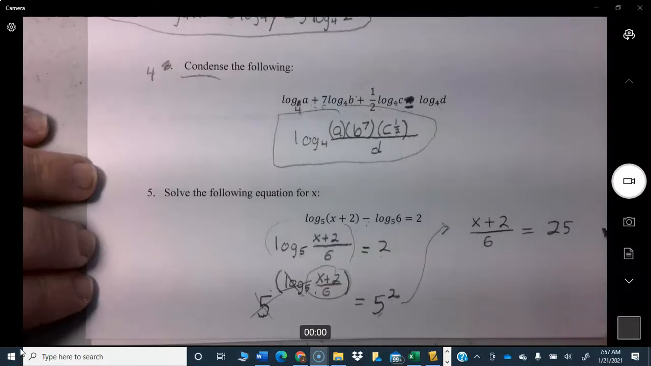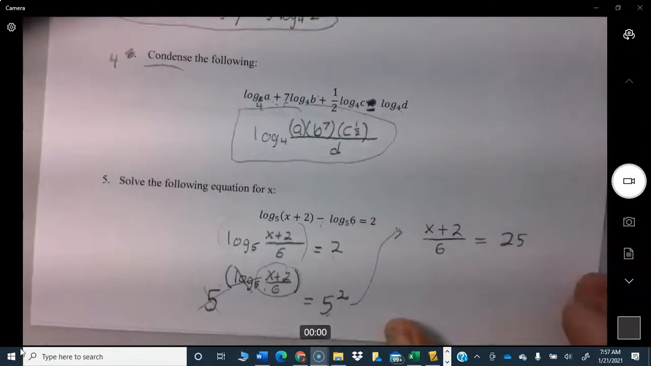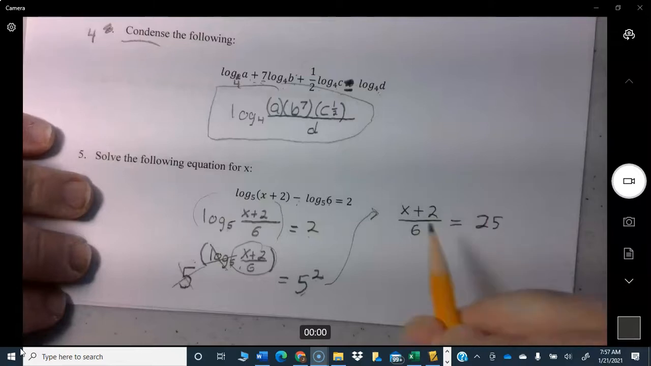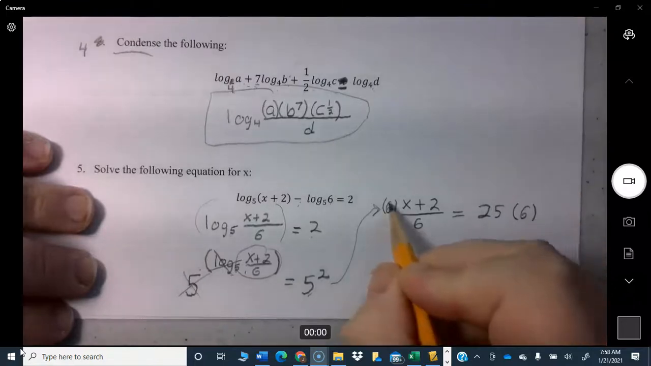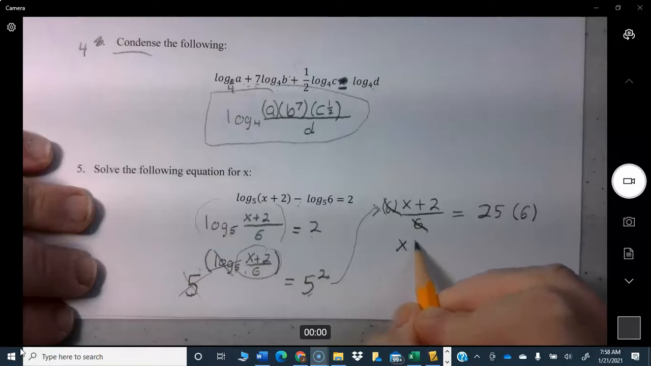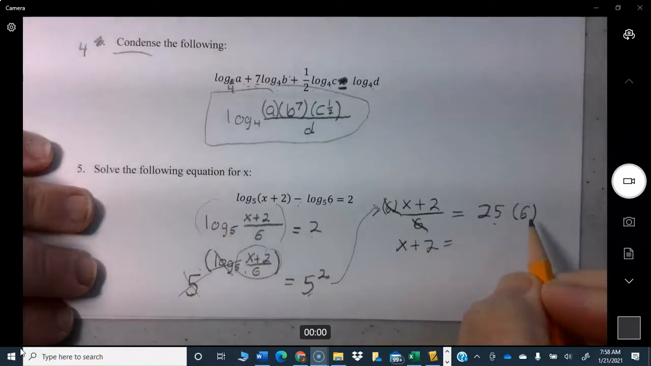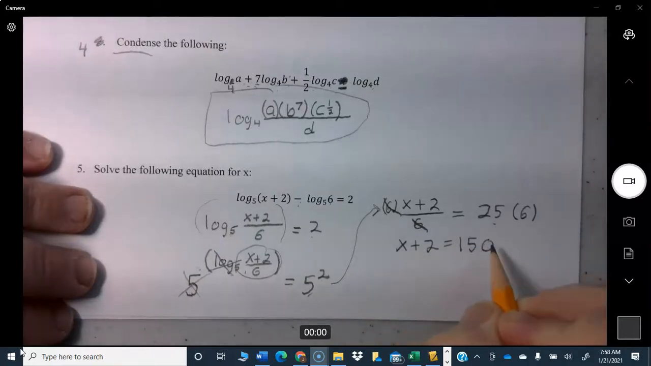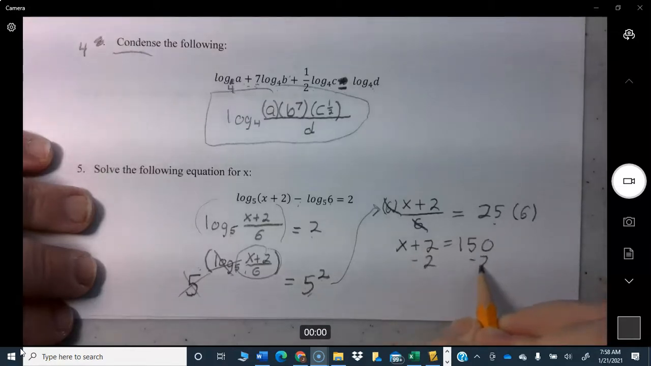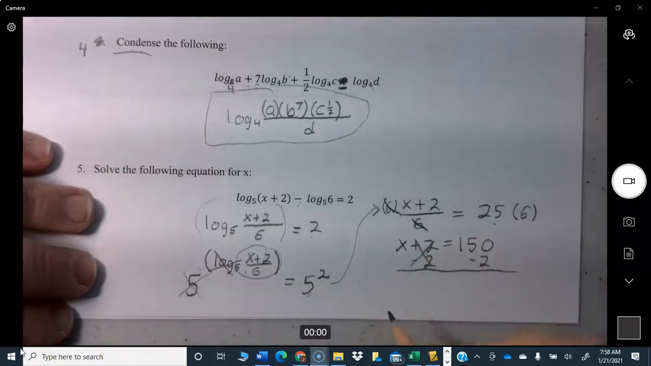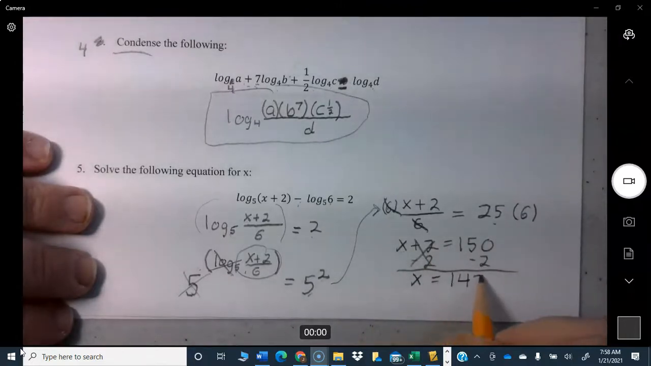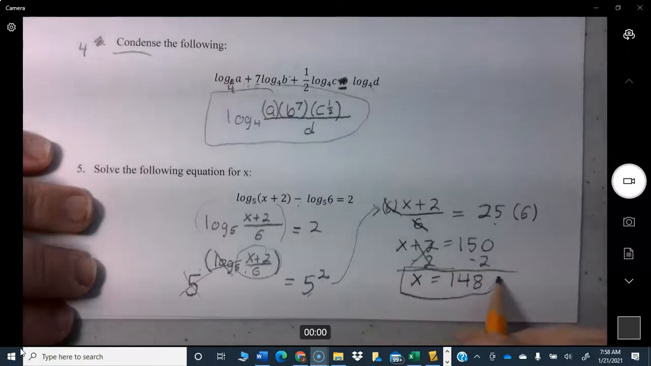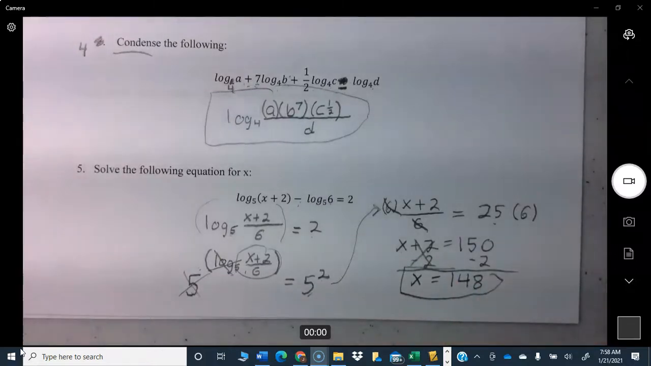Okay, now it's just an algebra problem. Multiply both sides by 6. Cancels. 25 times 6 is 150. Subtract 2 from both sides. And you're just left with x over there, and 150 minus 2 is 148. And that's the final answer for that. Okay.